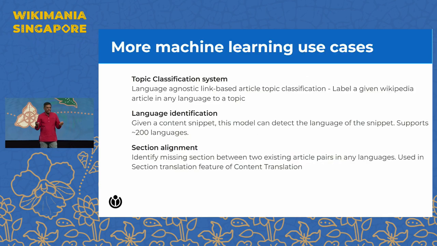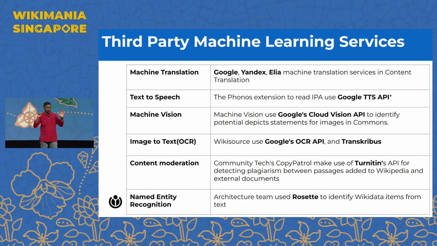There are many other machine learning use cases we are using. I've listed a few. I want to make sure that this is not the full list of machine learning projects we have. There are machine learning projects by the Foundation. There are also so many machine learning tools by our volunteers, such as bots and several services. So I just need to acknowledge that this is not the full list of all of them. These are some examples I just chose for this presentation.